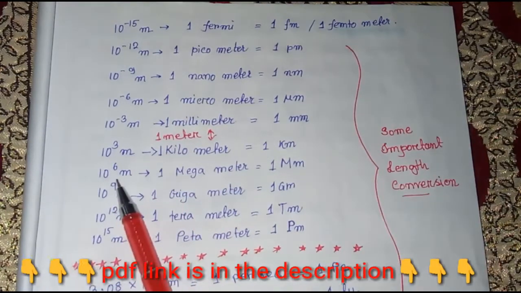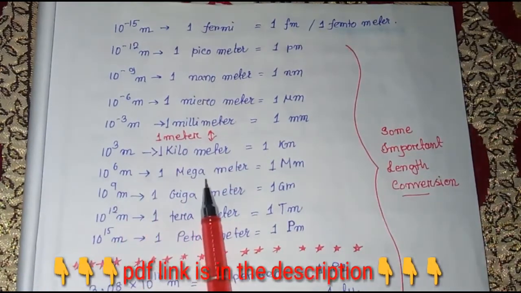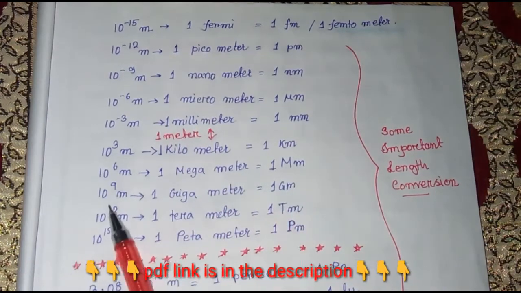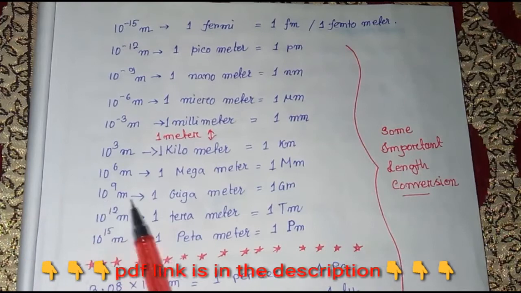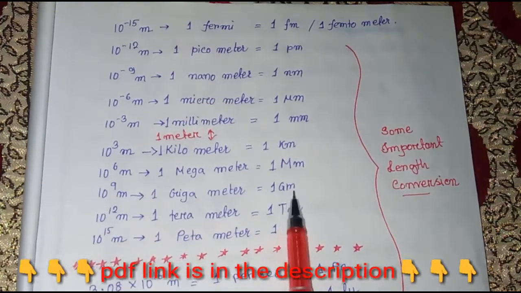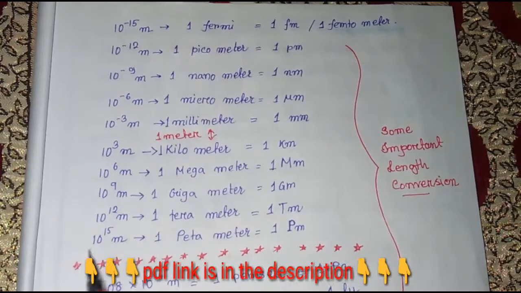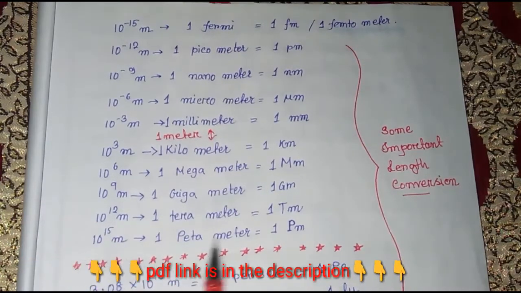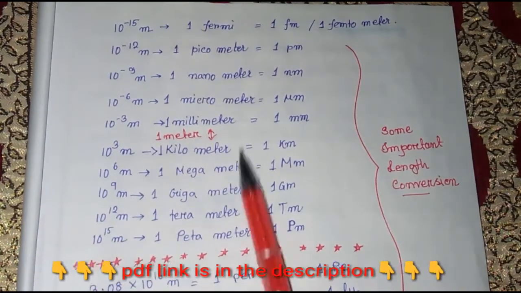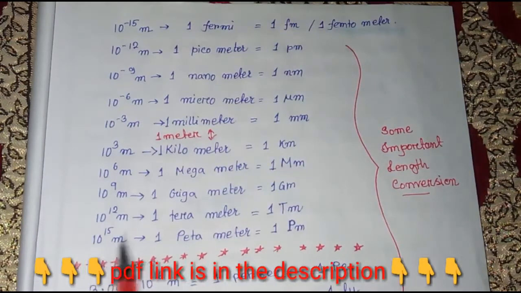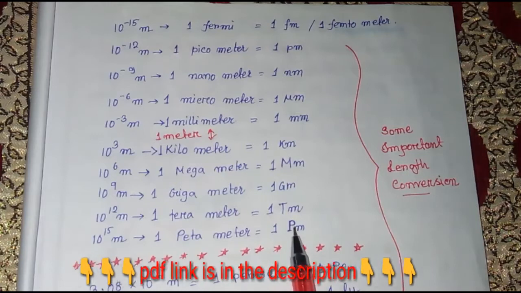So let's see 10 to the power 6 meter. 10 to the power 6 meter is 1 megameter, written as 1 capital M small m. 10 to the power 9 meter is called 1 gigameter, 1 capital G small m. 10 to the power 12 meter is 1 terameter, 1 tm. 10 to the power 15 meter is 1 petameter, written as 1 capital Pm. 1 small pm is picometer, whereas 10 to the power plus 15 meter is 1 petameter.